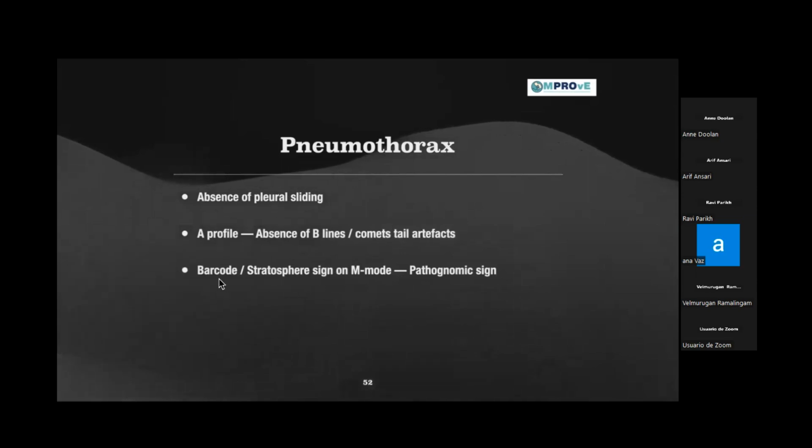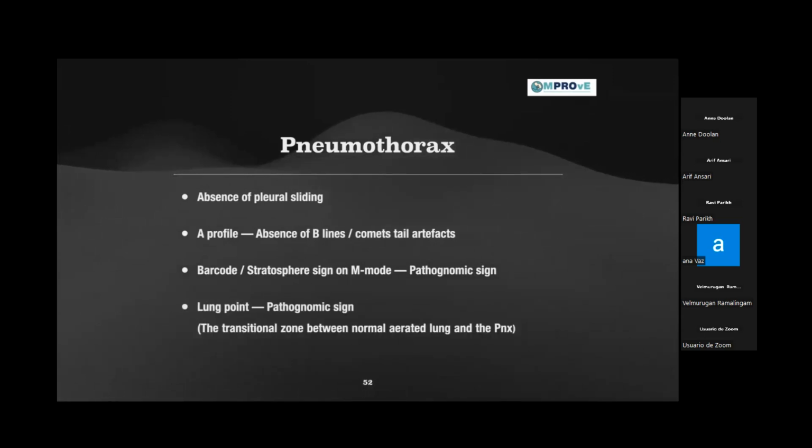When you interrogate the area with M mode, a one-dimensional interrogation of the lung, you're going to see the barcode or the stratosphere sign. And this is pathognomonic for pneumothorax. You cannot get this sign in any other pathology. It has to be a pneumothorax to get a barcode sign. And again, lung point is pathognomonic.